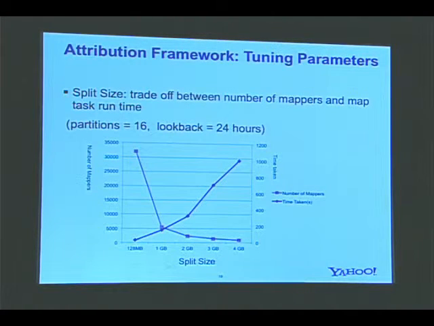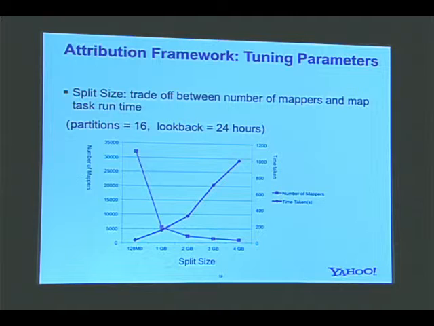The second parameter, which plays into the total number of mappers versus the time taken for each mapper, is the split size. If you want a map task to run for a longer interval versus a smaller interval, but with a larger number of map tasks, you can play around with the split size.